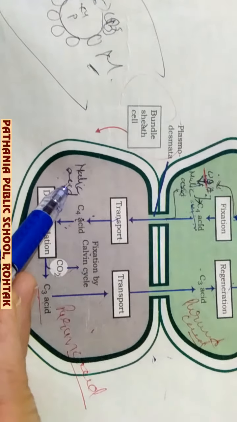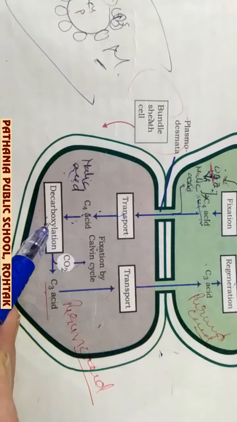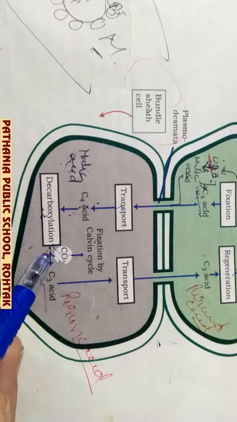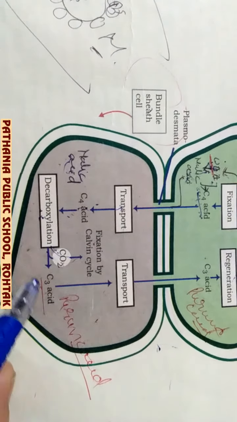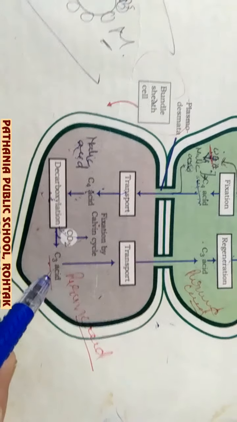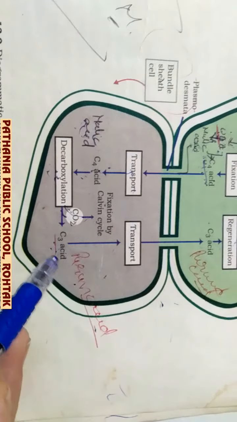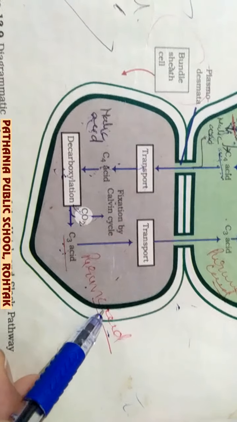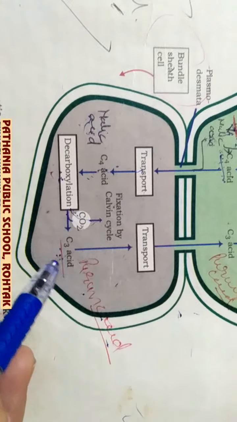So in the bundle sheath cell, this C4 acid will get decarboxylated. Decarboxylation means carbon dioxide will be removed. So 1 carbon is removed in the form of carbon dioxide, and 3 carbon will be left. So from this malic acid, the 3 carbon acid will be formed, that is pyruvic acid. They have not mentioned the name, but it is pyruvic acid. This 3 carbon compound, pyruvic acid, will be formed in the bundle sheath cell.